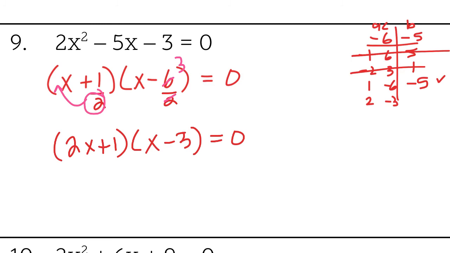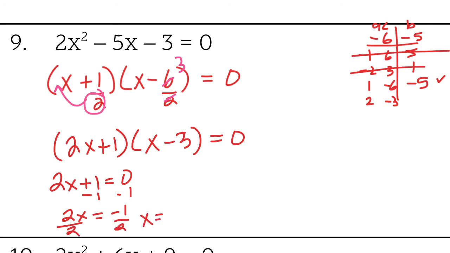And now to solve my quadratic equation, I'm going to set each factor equal to 0 and solve. So I would subtract 1. That's 2x equals negative 1. Divide by 2. So x equals negative 1/2. That's one of my answers.